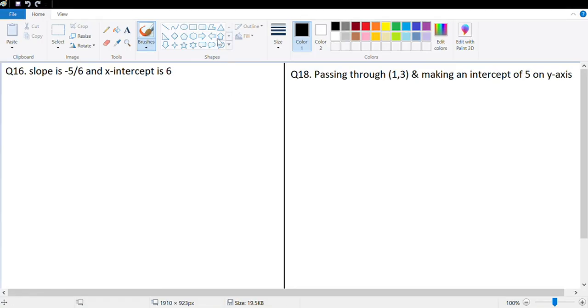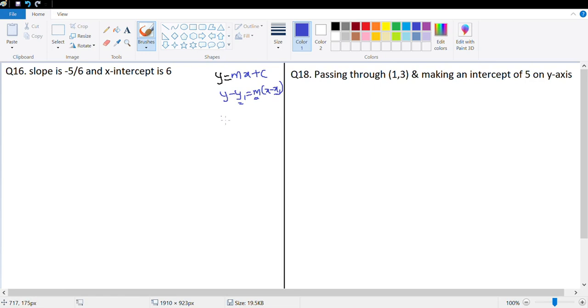Hi guys, let's look at the next question. We are still on 14C, and before we start this, let's revise what we've learned. If we need to find the equation of a line, we talked about y is equal to mx plus c, that's method 1. Then we said y minus y1 is equal to m times x minus x1, in case I know the slope and I know a point through which the line passes.